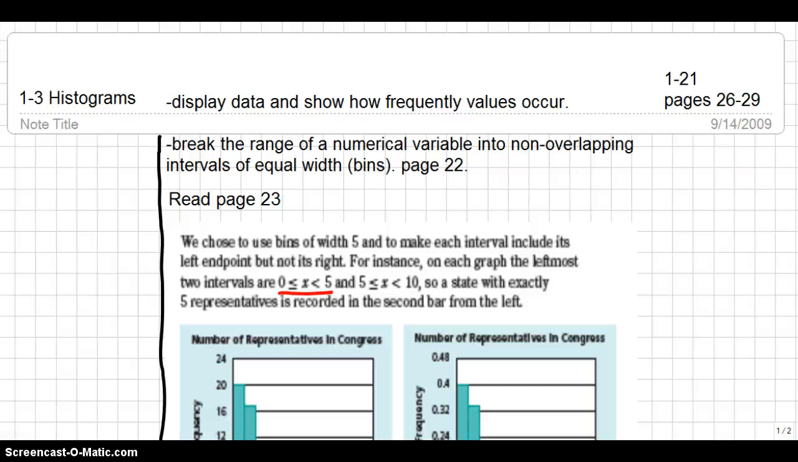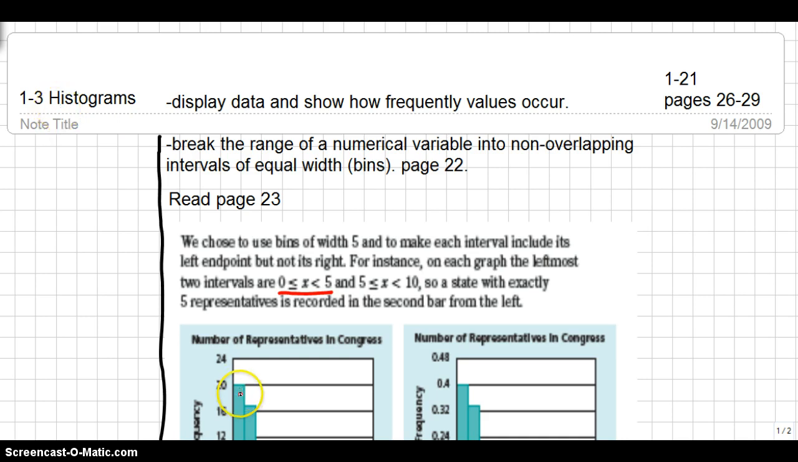This lesson is for FST, lesson 1-3 on histograms. A histogram is not a bar graph. I want to make that real clear with students right away. A bar graph compares numbers to categories, and typically the bars are separated by space.